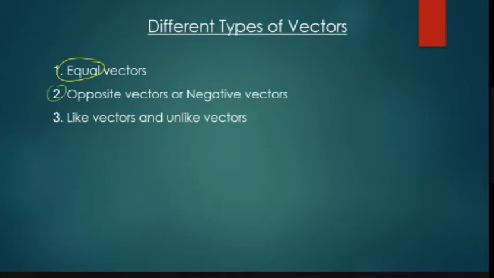Opposite vectors: direction is opposite, but magnitude is the same. So what will be like vectors? The vectors having equivalent magnitude and similar directions are called equal vectors. Same magnitude, same direction.